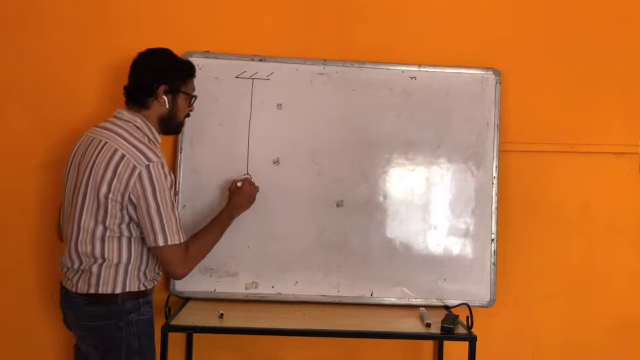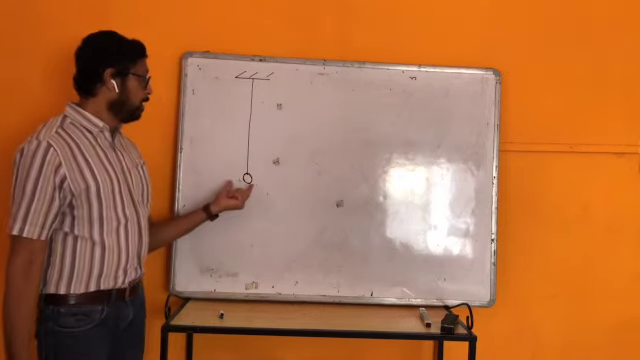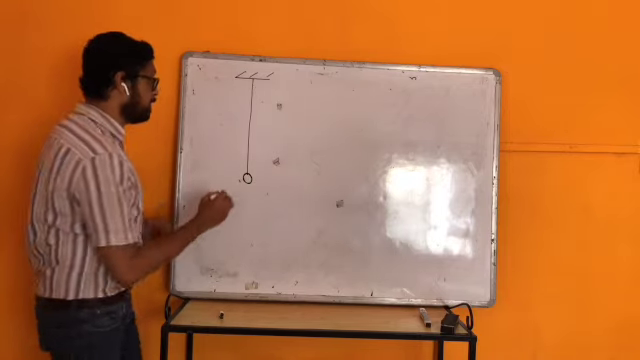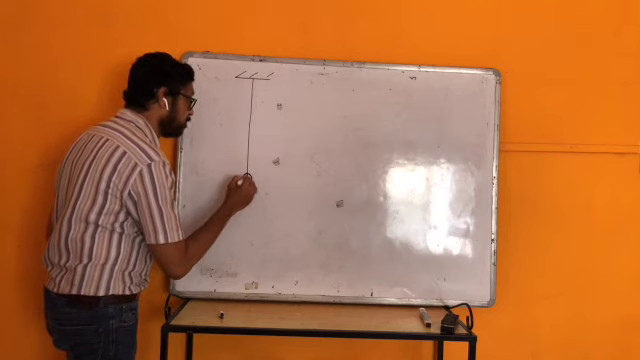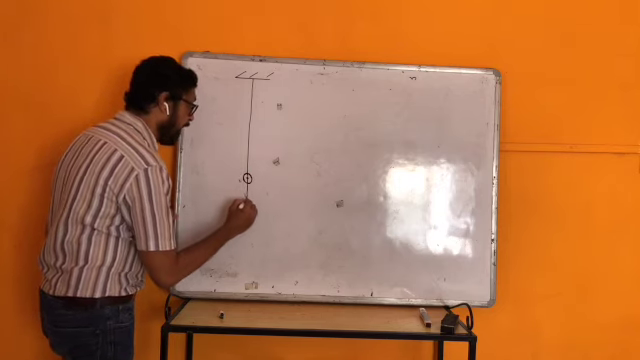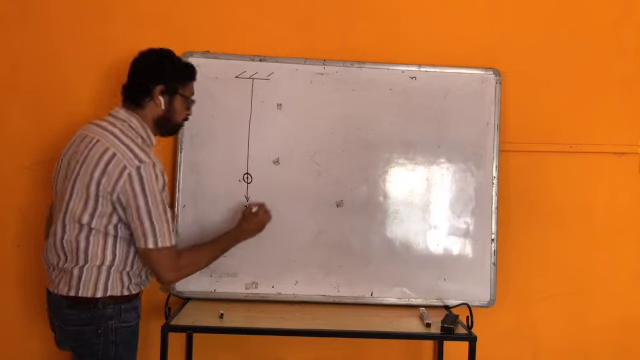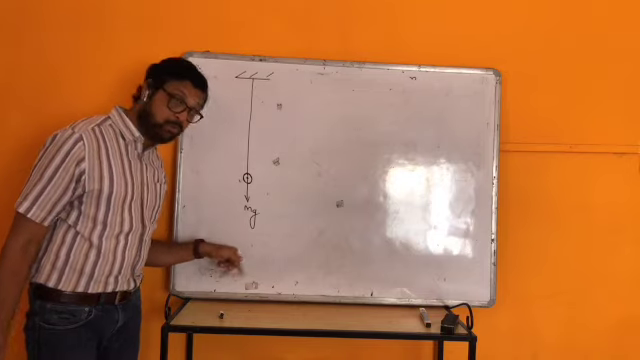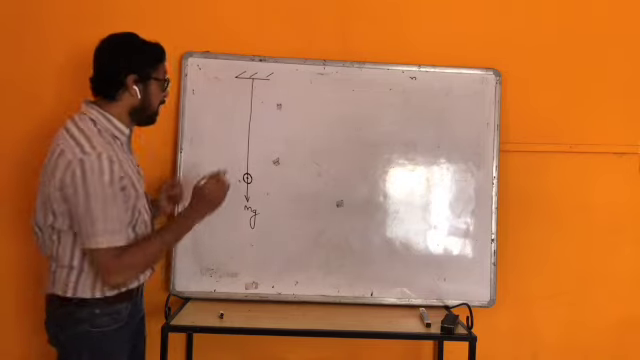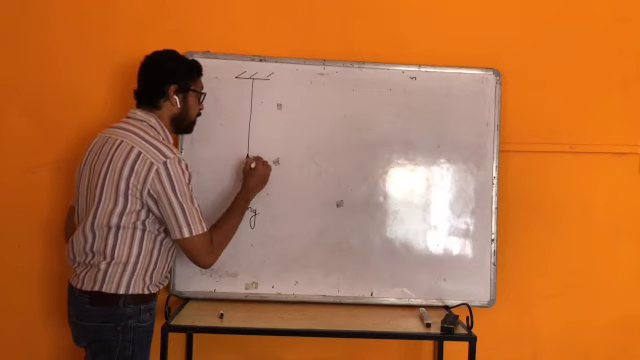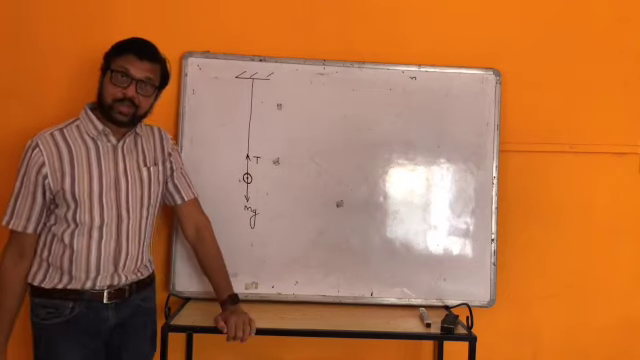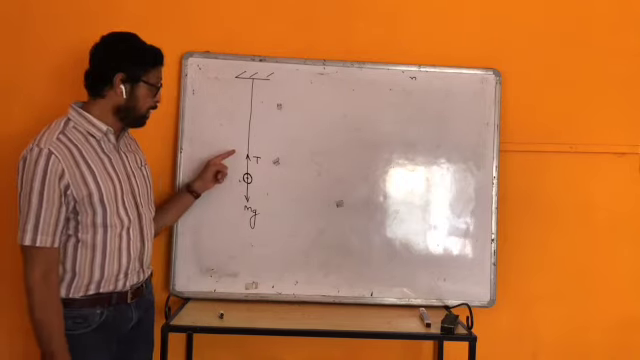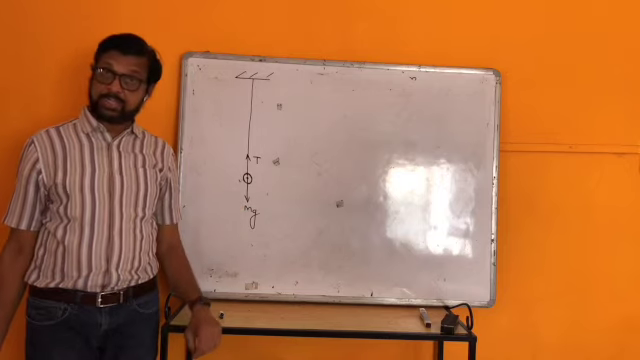So, suppose this is a simple pendulum which is in the equilibrium state. In this state, the forces acting: weight acts vertically downwards from the center of gravity, and another force is tension in the string. Since it is an equilibrium condition, therefore T is equal to mg.